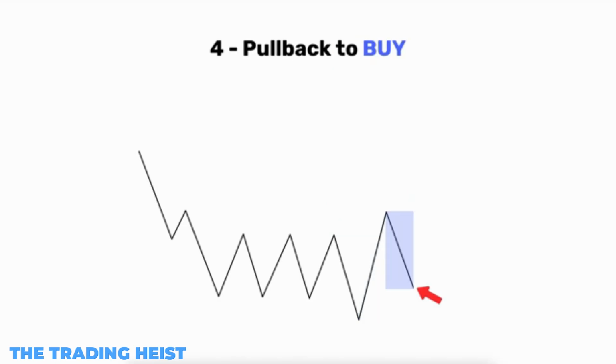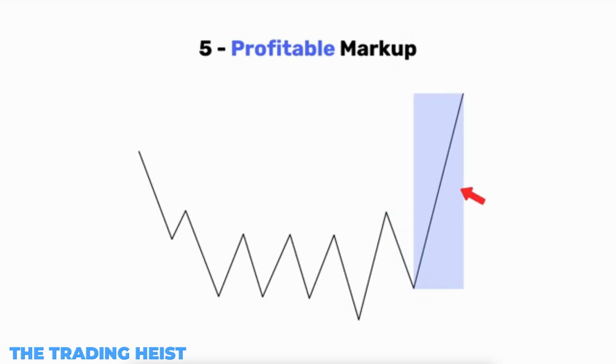Number 4, we want to see a pullback, which is where we want to buy with the best possible risk to reward. And then number 5 will lead us into the profitable markup, where we actually make the money from our accumulation trade. So that's the simplified outlook of Wyckoff.